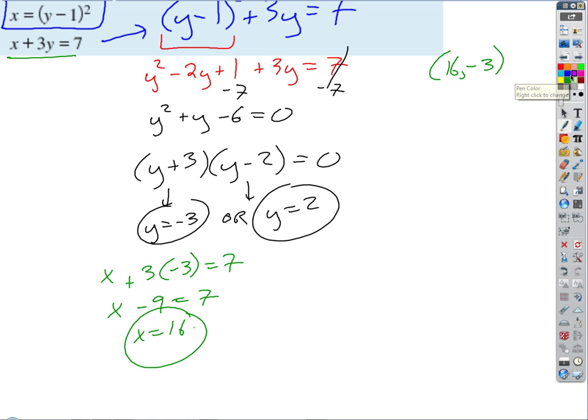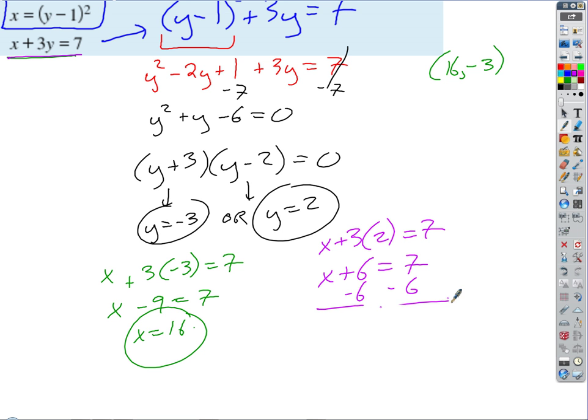What about this other one over here? Y equals 2. So once again, if I plug y equals 2 into the bottom equation and solve for x, what do we get? X plus 3 times 2 equals 7. X plus 6 equals 7. Subtract 6 from both sides. X equals 1. So then I get the ordered pair x equals 1, y equals 2. And I just need to enter those separated by a comma.